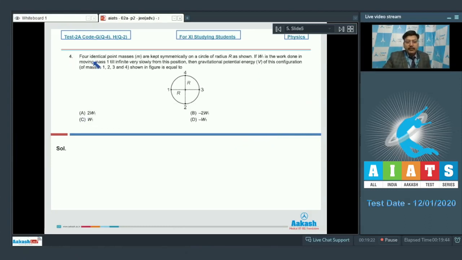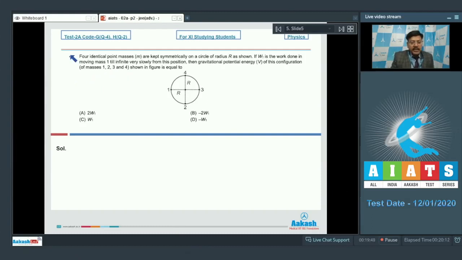Question 4 says 4 identical point masses m are kept symmetrically on a circle of radius r as shown. If W1 is the work done in moving mass 1 till infinity very slowly from this position, then the gravitational potential energy V of this configuration of masses 1, 2, 3 and 4 shown in the figure is equal to.